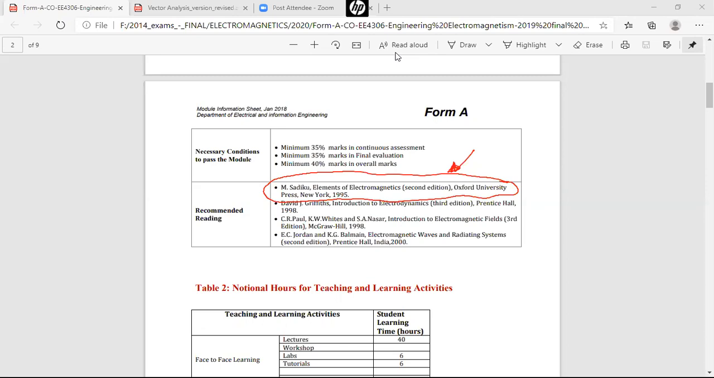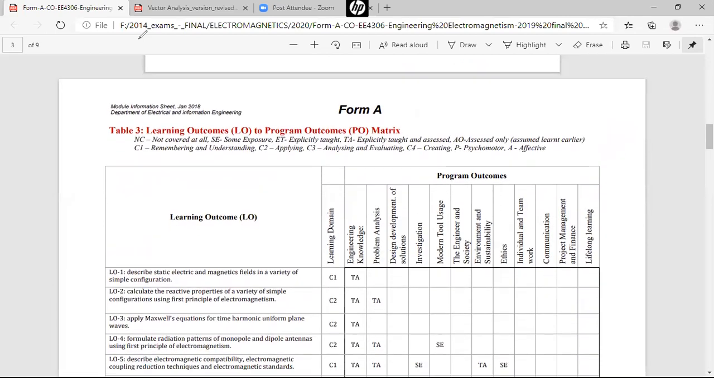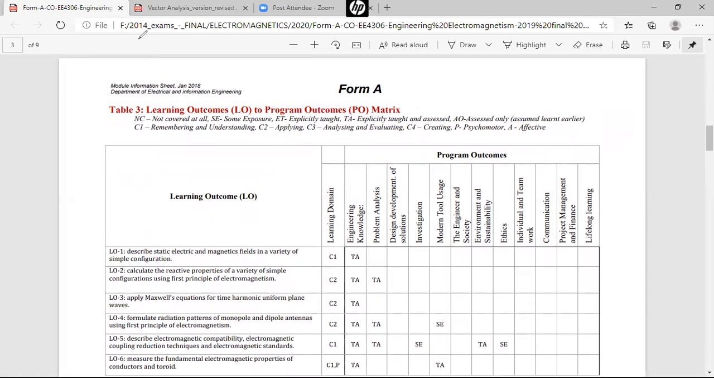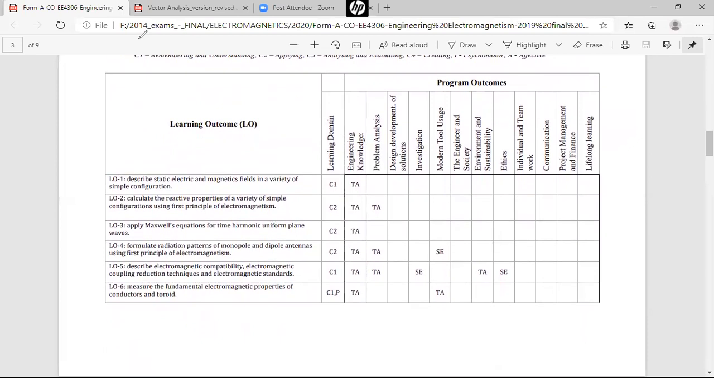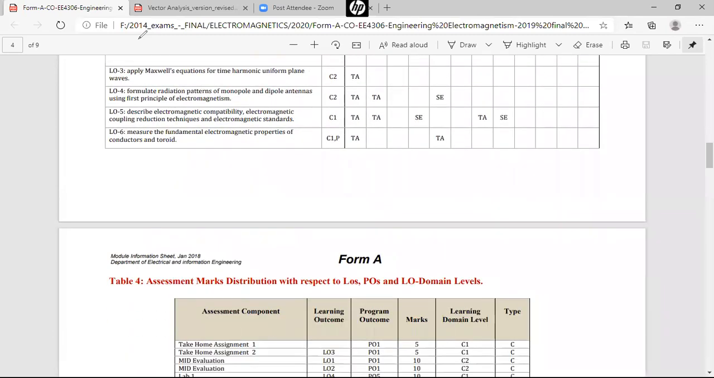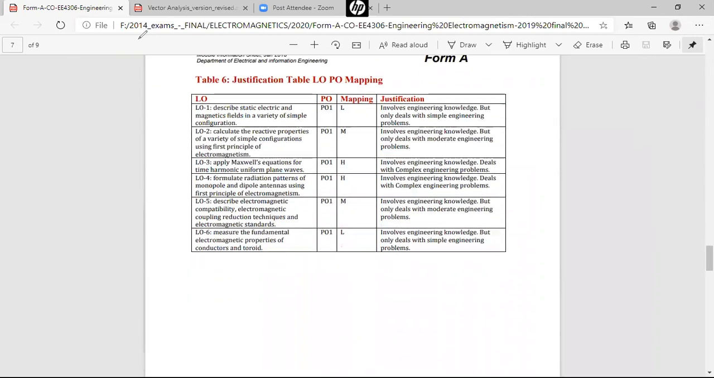I'll refer to that textbook. This one represents the learning outcome, or what we call the program outcome matrix, LO to PO mapping. So under this module, we are trying to achieve the program outcomes in these areas. So just refer to this document. I have already sent it to each student. In the morning, I sent that email. So refer to that document, you can get some idea. Just read it. It's interesting.